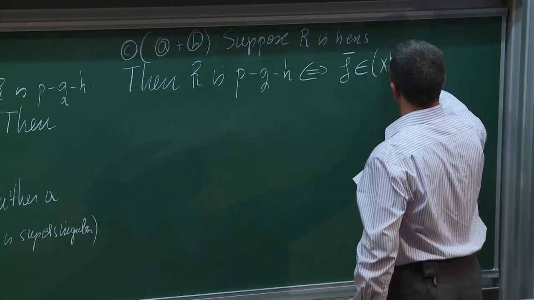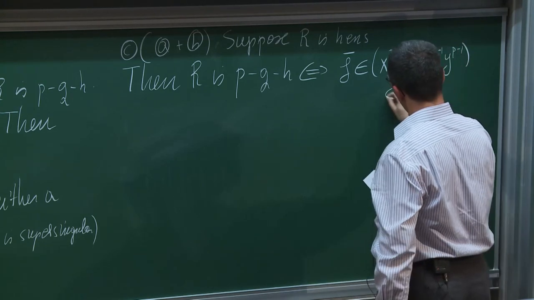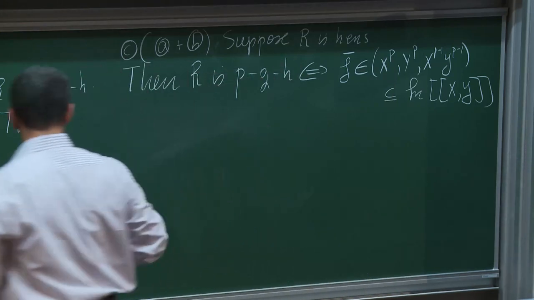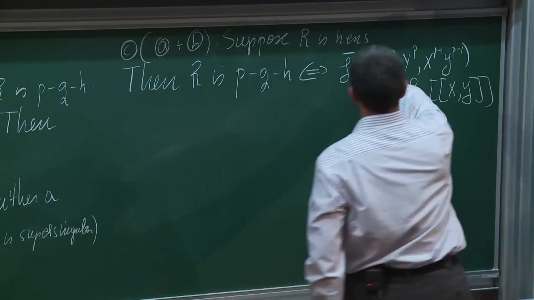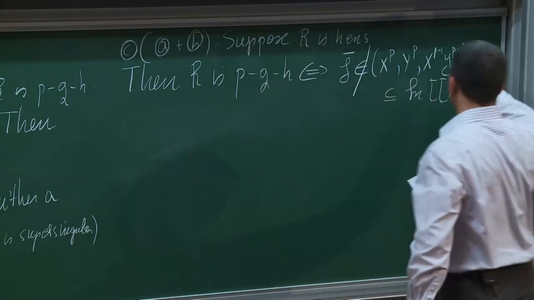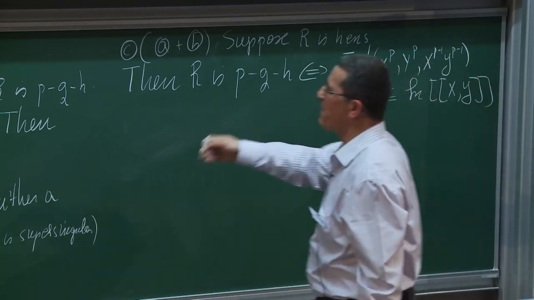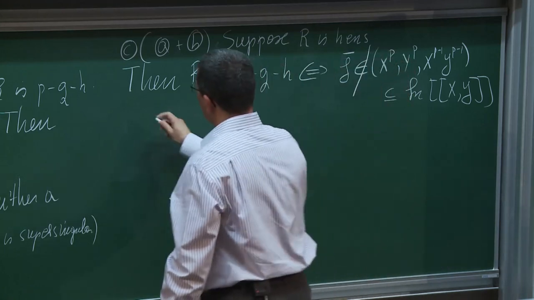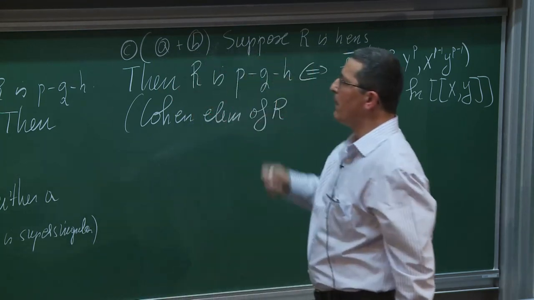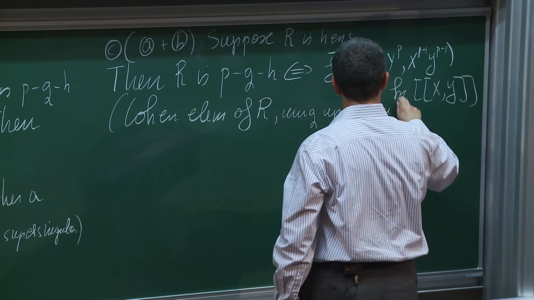F bar doesn't belong to the ideal generated by x to the power p, y to the power p, x to the power p minus 1, y to the power p minus 1, which is an ideal of this ring of formal power series. And F bar depends only on R, up to automorphisms and also up to units. There's a way to multiply by units because we're dealing with an ideal. And we call it the Cohen element of R, and it can be defined in arbitrary dimension. And I repeat, it's unique up to units plus automorphism.